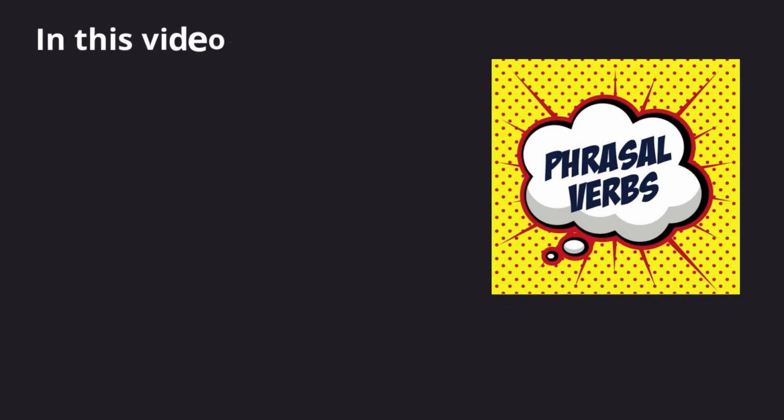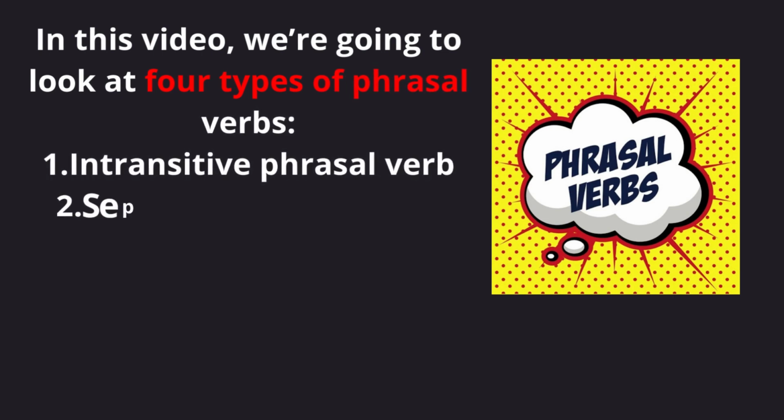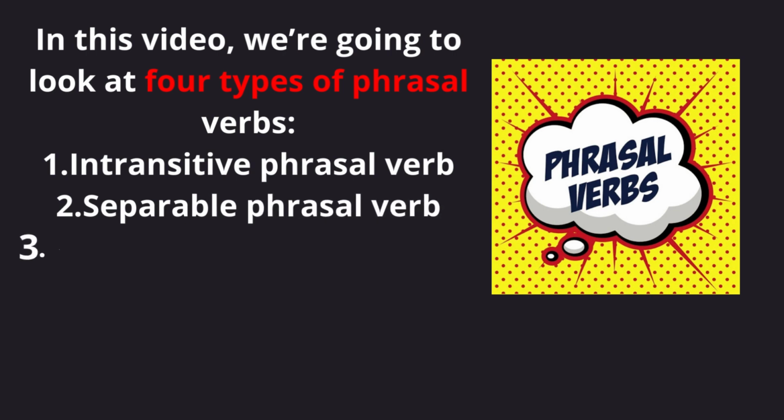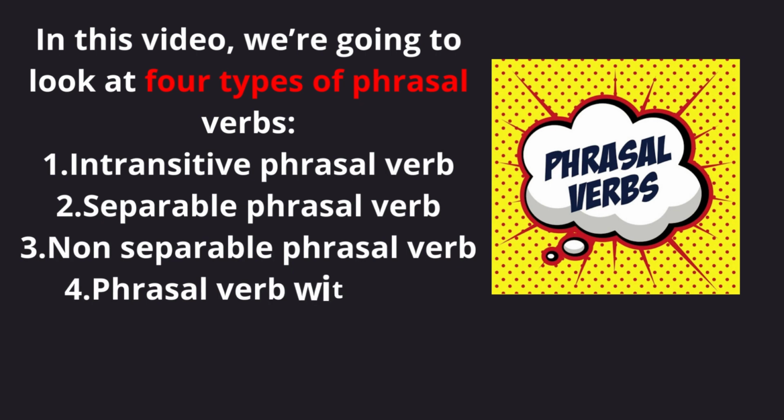In this video, I'm going to teach you 4 kinds of phrasal verbs: the intransitive phrasal verb, the separable phrasal verb, the non-separable phrasal verb, and the phrasal verb with 2 objects. Strange, isn't it? You don't have to worry. We'll find out how they operate.